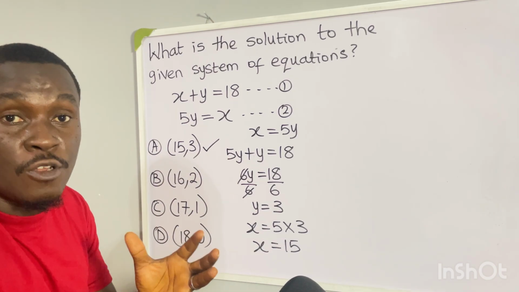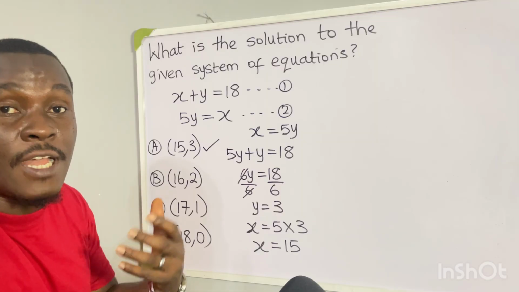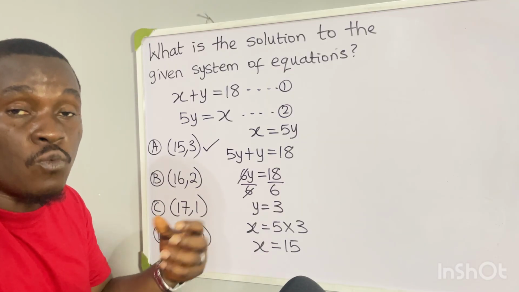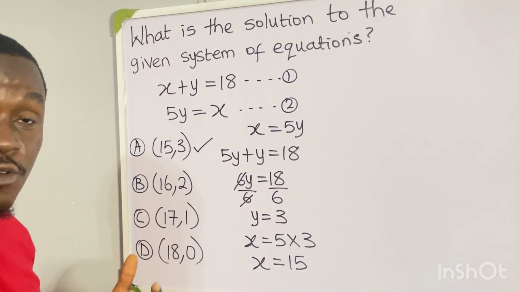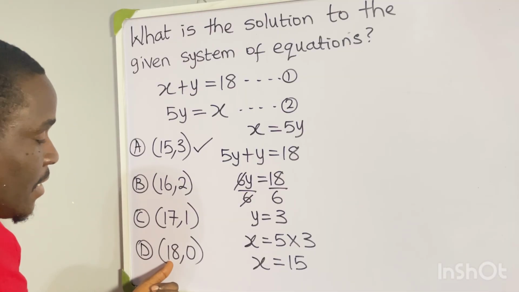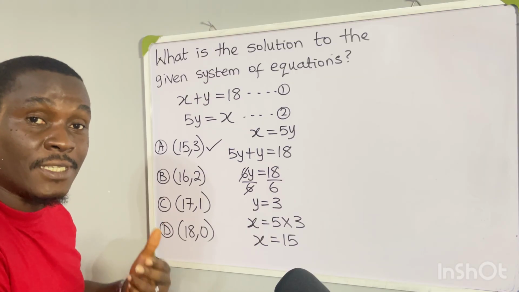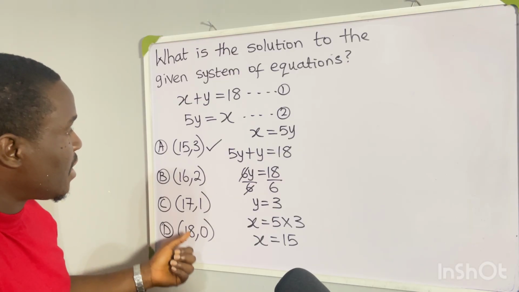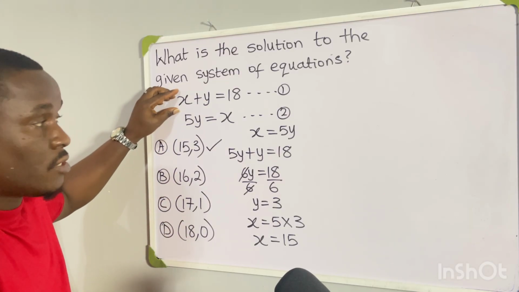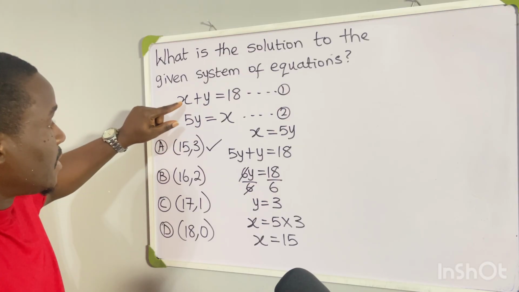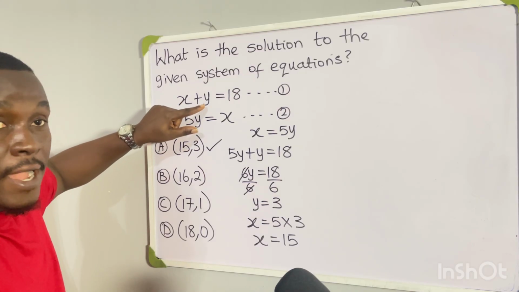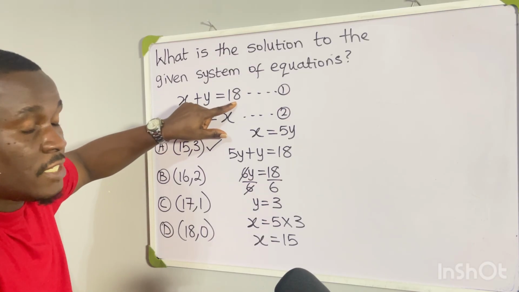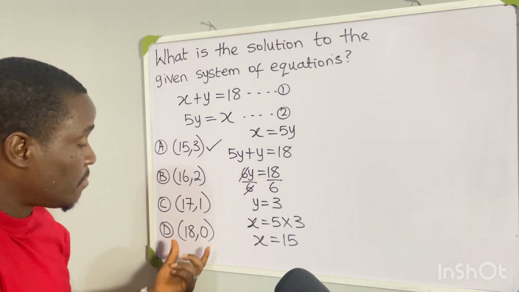Very simple. Even if you don't know how to solve system of equations, you can use the answer options to find out which one is the correct one. So if you look at option D, it says 18 and 0. That means x is 18 and y is 0. So let's see if that agrees with these two equations. If x is 18, we have 18 plus y is 0. 18 plus 0 will give you 18. So for the first equation, this makes sense.